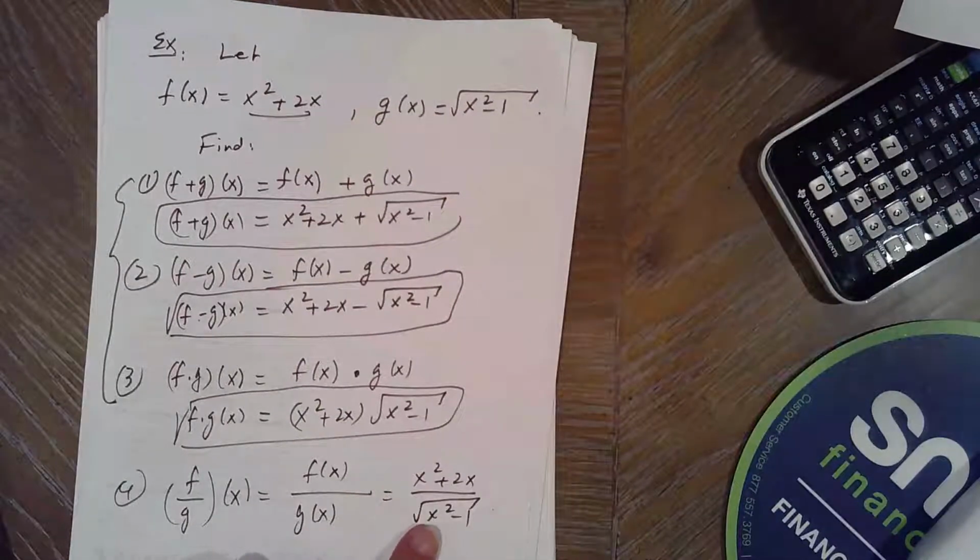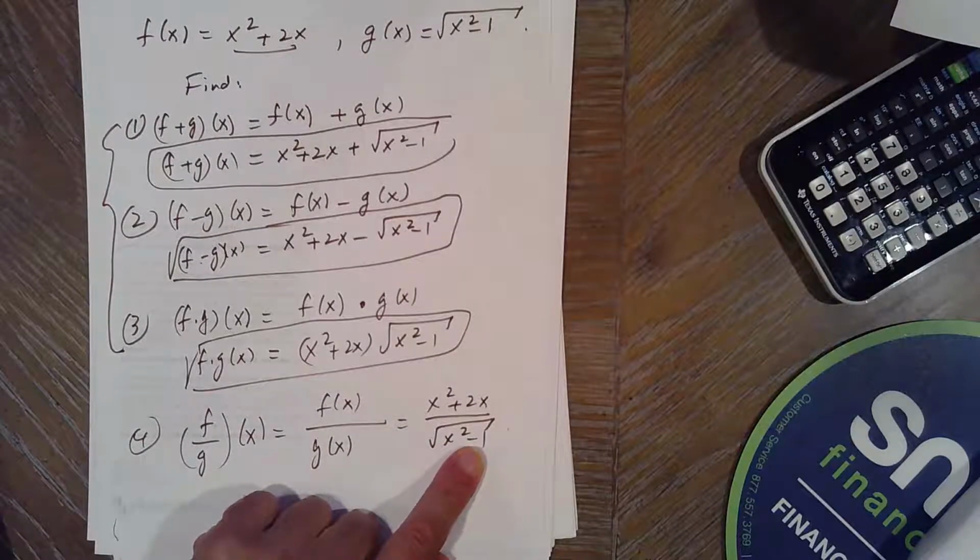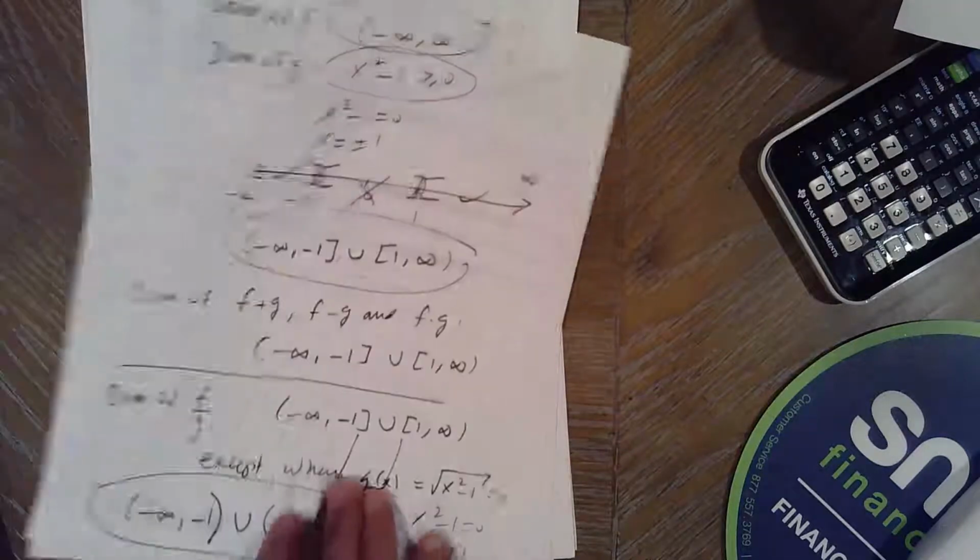There we go. If you put a 1 there, look what's going to happen at the bottom. 1 squared minus 1 is 0. Any number over 0 is undefined.